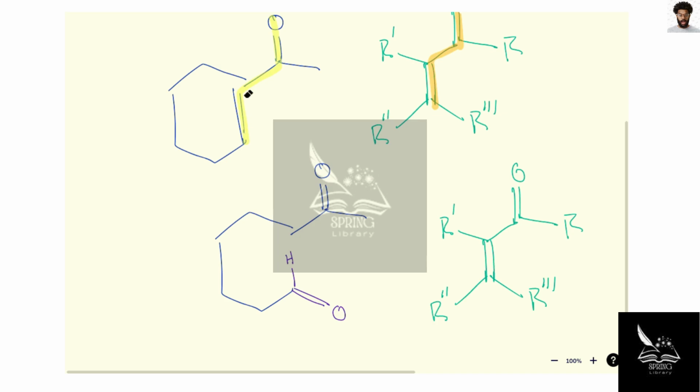So whenever you see these alpha beta unsaturated ketones, now you can maybe recognize a synthesis route to creating them. Or if you're shown the product, maybe you can recognize the starting compound. Okay.